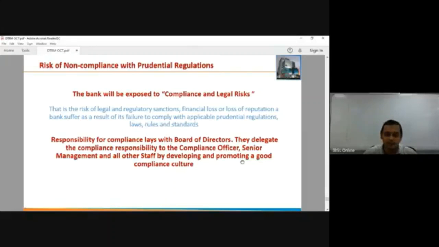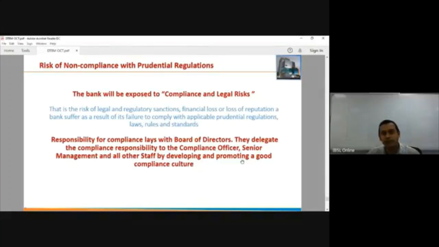And finally, compliance risk. And of course, I think I have discussed this. So compliance risk is when a bank fails to comply with any regulation. I think in the morning, someone asked this question: what regulatory action can we take if a person or bank fails to comply with regulation? So if you are not complying, you are exposed to compliance and legal risk.